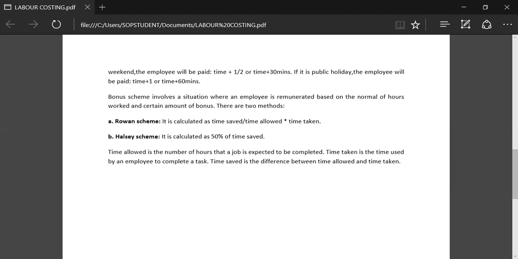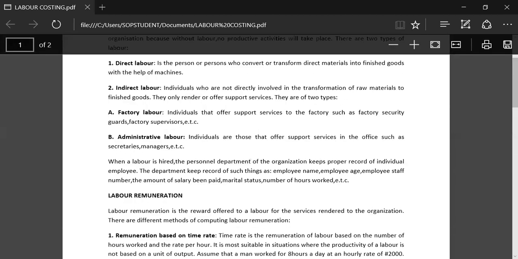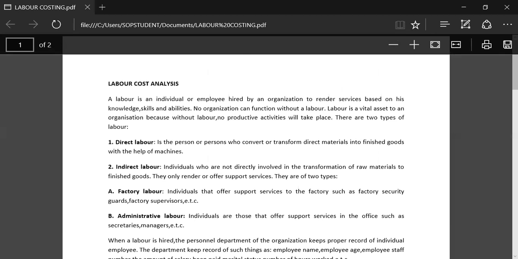And then the Halsey scheme is calculated as 50% of time saved. Time allowed is the number of hours a job is expected to be completed. Time taken is the time used by an employee to complete a task. And time saved is the difference between the time allowed and the time taken. This brings us to the end of this presentation.